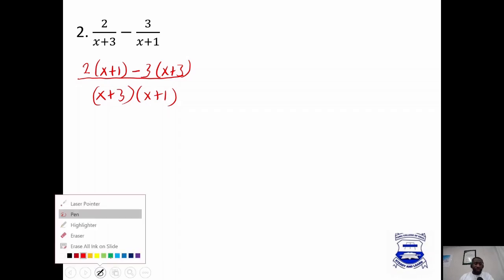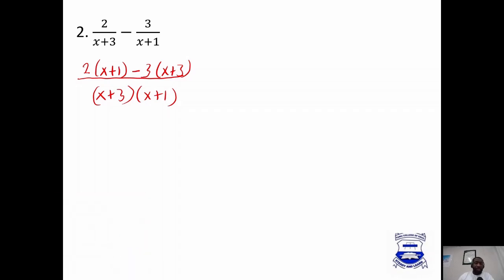Now let's continue. We just have to use the same idea of the distributive property. 2 times x, 2 times 1. 3 times x, 3 times 3, right?